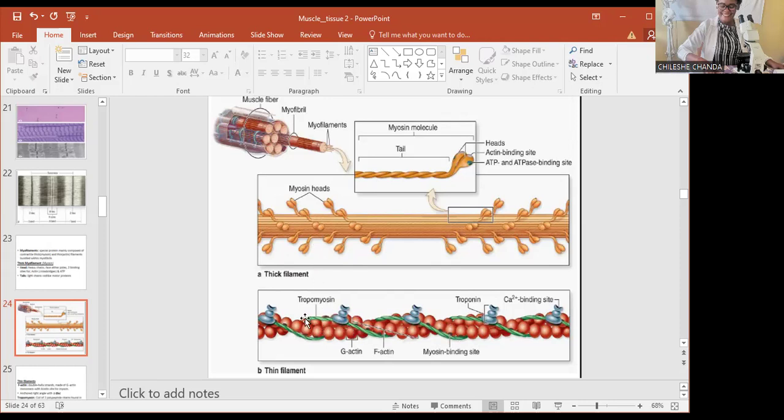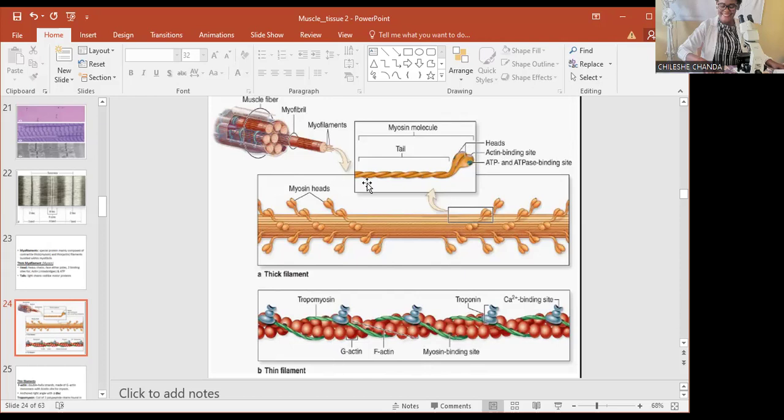It is tropomyosin. And then we have another chain made up of these big beads, and these beads are known as G-actin. One bead is G-actin. When you make a chain of these beads and they are arranged helically like that, these are now called F-actin. That is one F-actin. So on each G-actin, you have a myosin binding site.